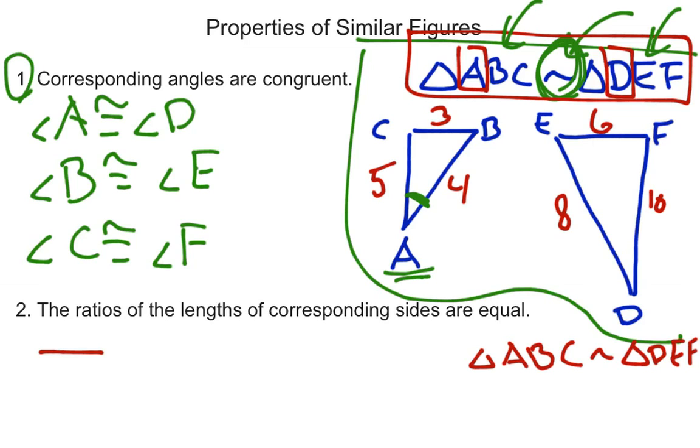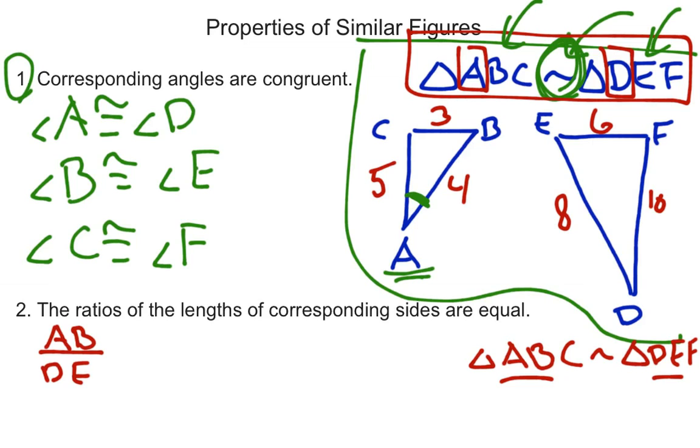If I start with one of the sides, like side AB on the first triangle, it's going to be in a ratio with its corresponding side from the other triangle. So I need to look here. AB is the letters listed first and second, so on the other triangle, it's DE. So AB goes to DE.